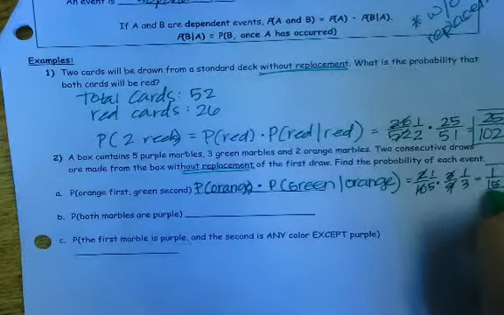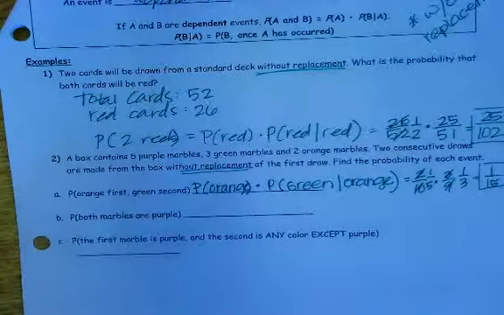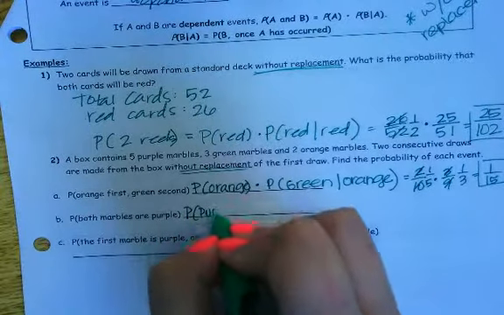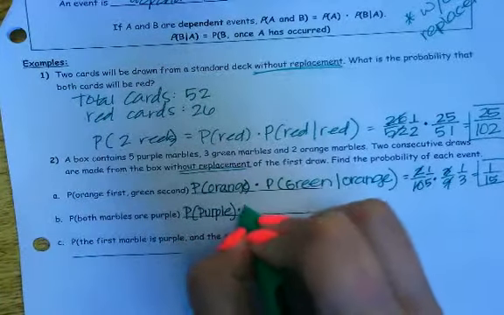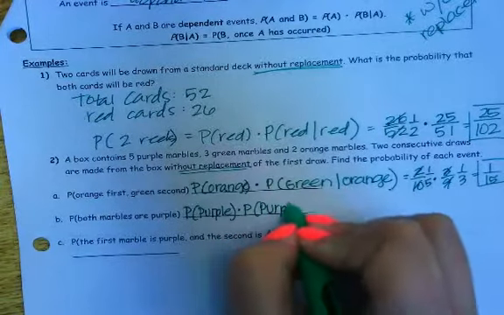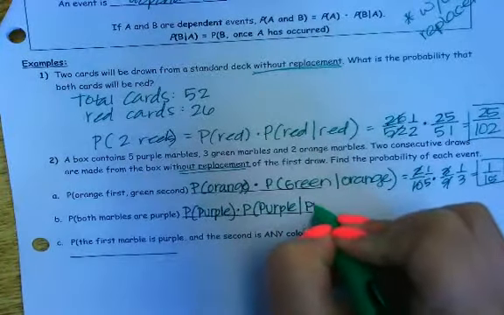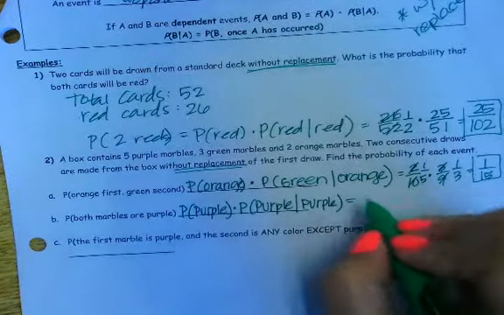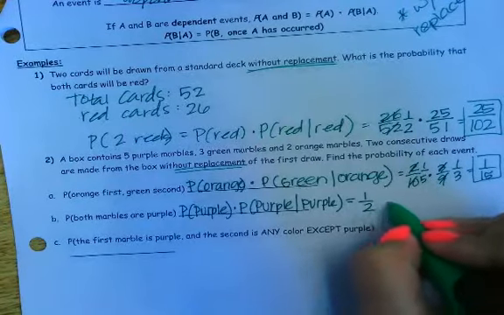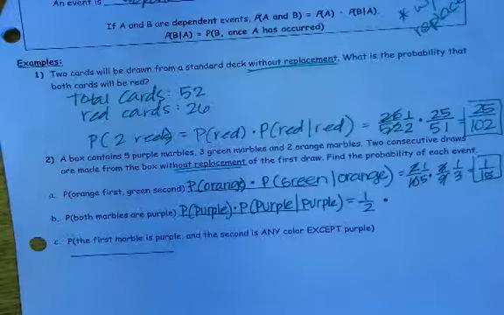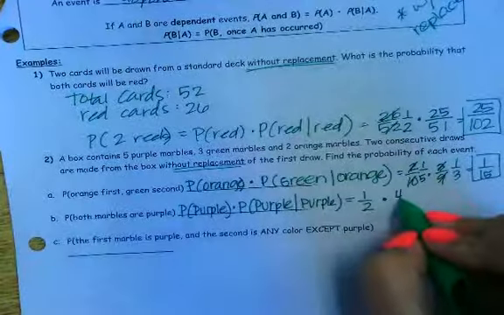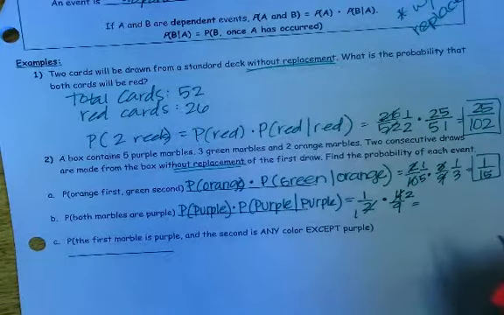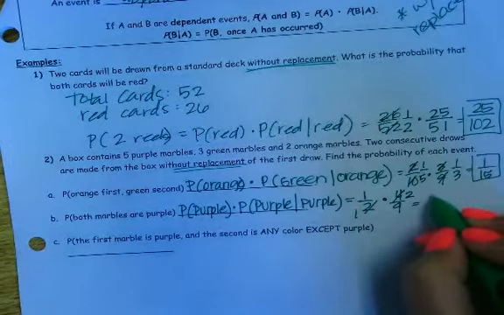Letter B, both marbles are purple, so you have the probability of purple times the probability of purple given purple. What's the probability of purple? 1/2. So what would be the probability of a second purple? 4 over 9. So what is your probability? 4/18, which divide both by 2. 2 over 9.